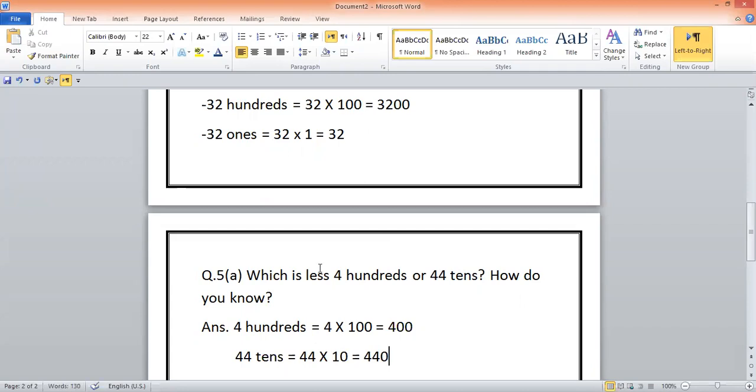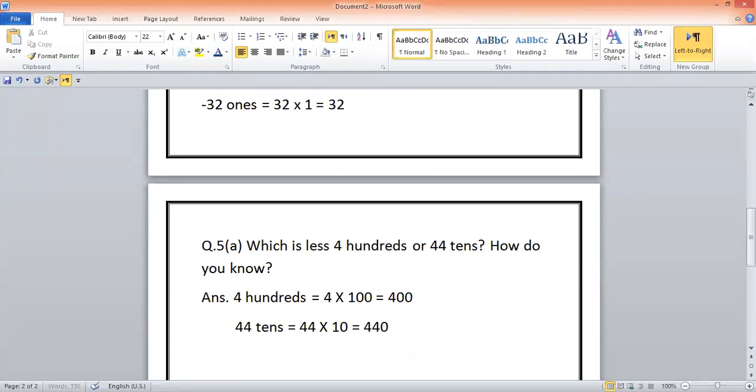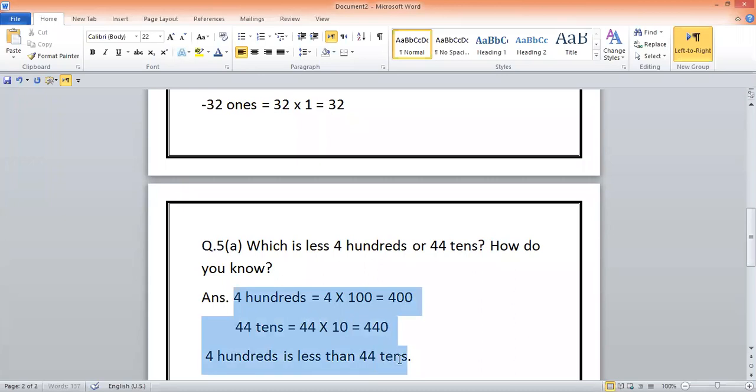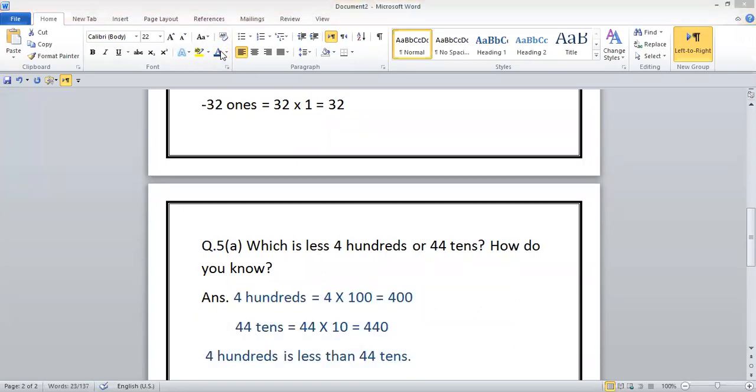Now you have to check which is less, 400 or 44 tens. So you will say 400 is less than 44 tens. This is the answer. 400 is less than 44 tens.